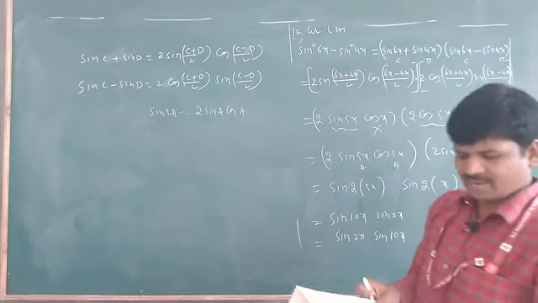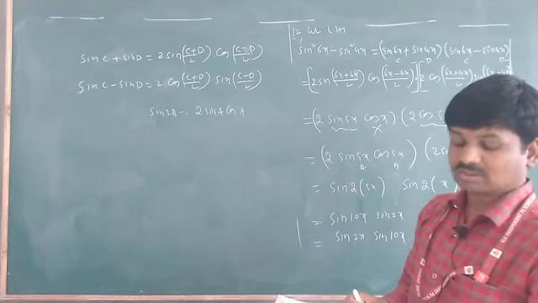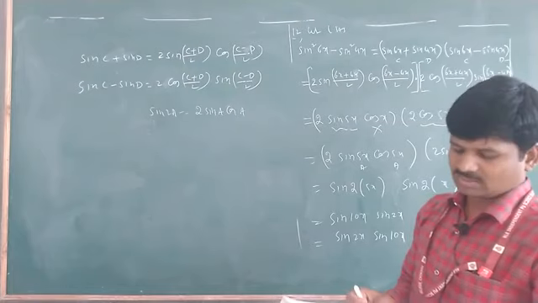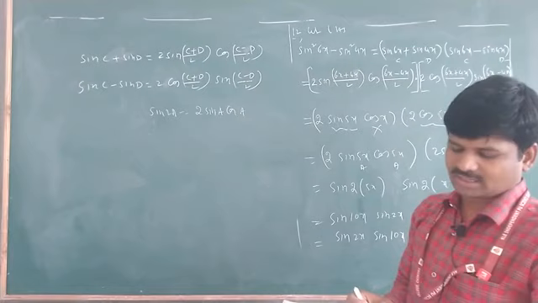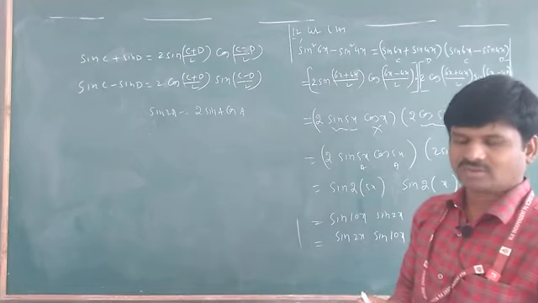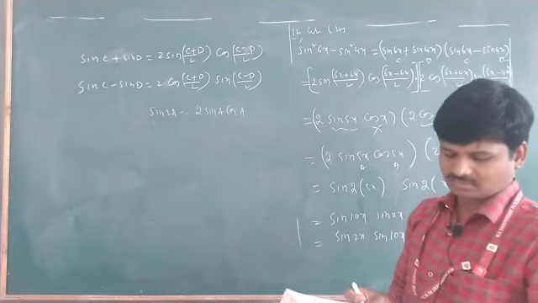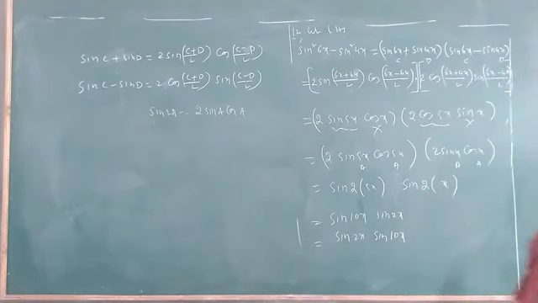Understand? So the same way, one more question is there. That one you have to solve yourself. Question number 13: cos square 2x minus cos square 6x is given. Solve that one yourself. Try to solve it yourself, or else I will explain later. Okay? Next, come to question number 14.